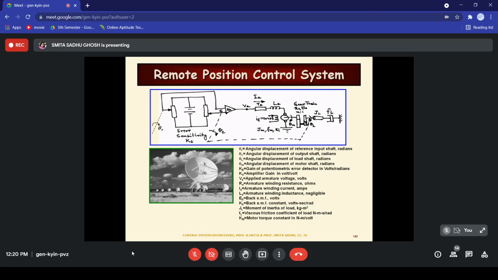I hope you can see the cursor. Otherwise, you will fall asleep. You will not be able to follow. Let me know if you can't.